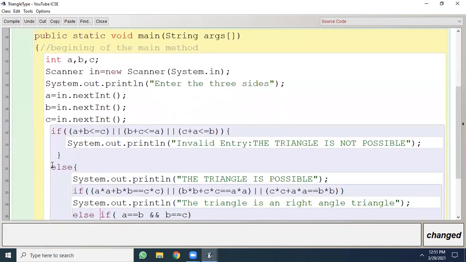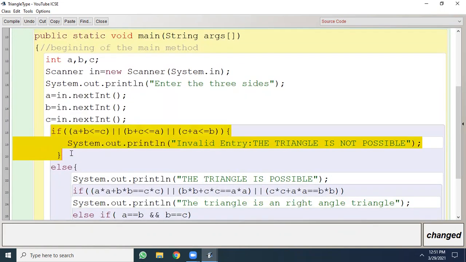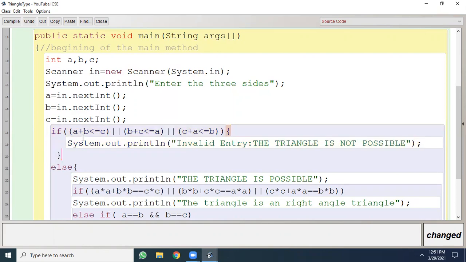Now we shall determine whether a triangle is possible or not. How do we determine? The rule for a valid triangle is that the sum of two sides must be greater than the third side, and we are checking it. If a plus b is less than or equal to c, if the sum of two sides is less than the third side, or if b plus c is less than a, or if b plus a is less than c, if any of these conditions is true, that means the triangle is invalid and we shall terminate the program. And if the triangle is valid, we shall proceed to the else portion where we will determine the type of triangle which is possible.